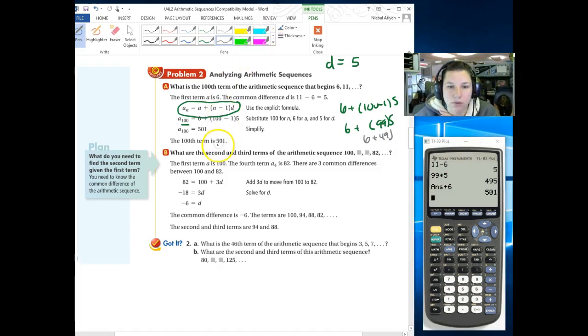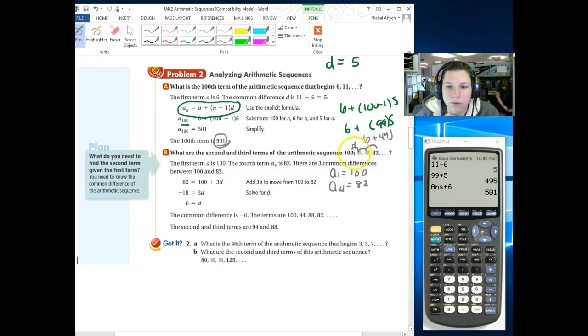To get the 100th term. What are the second and the third terms of the arithmetic sequence? So here they've given us a sequence, but these two terms are missing. So our first term is 100. Okay. The fourth term is 82. Okay, and there are 1, 2, 3 differences between them.